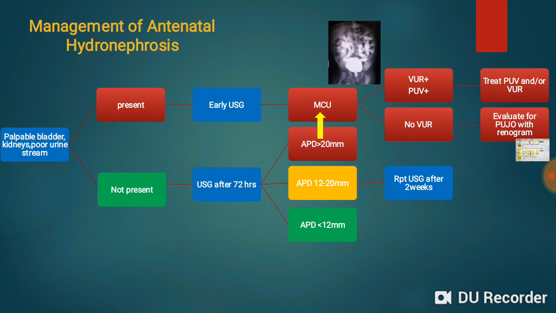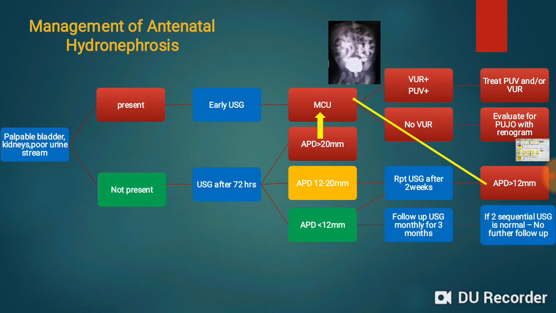We can repeat an ultrasound after 2 weeks. And if the repeat ultrasound also shows an anteroposterior diameter of 12 mm, then we have to go to the high risk micturating cystourethrogram pathway. If the anteroposterior diameter in the repeat USG, or the initial USG, is less than 12 mm, then we can follow up with USG monthly for 3 months. And if two sequential ultrasounds are normal, no further follow up is required.